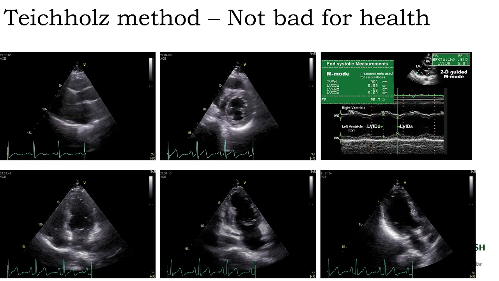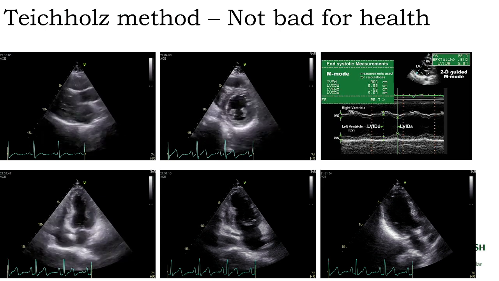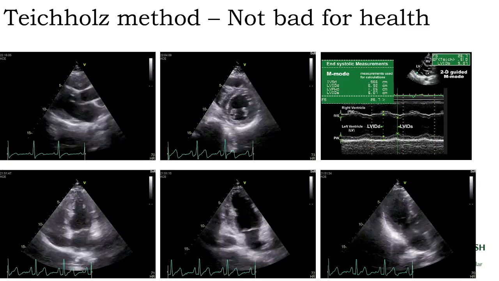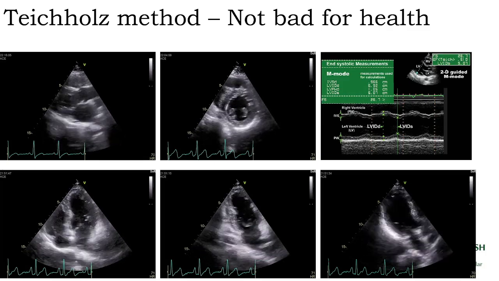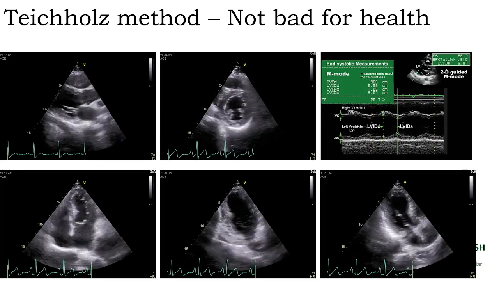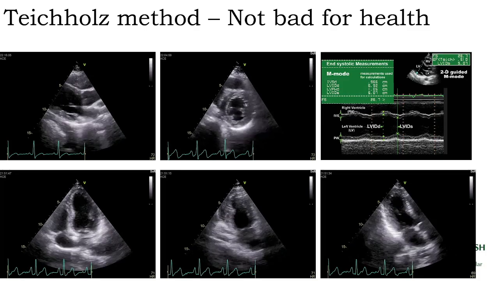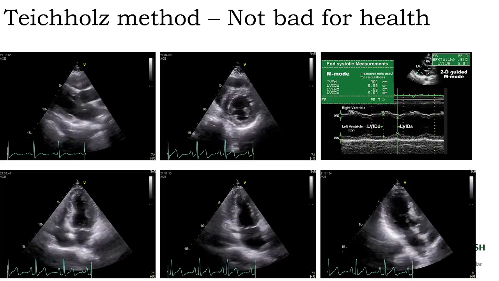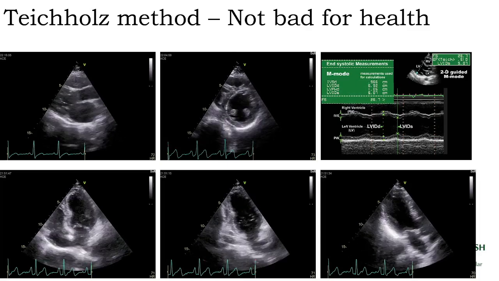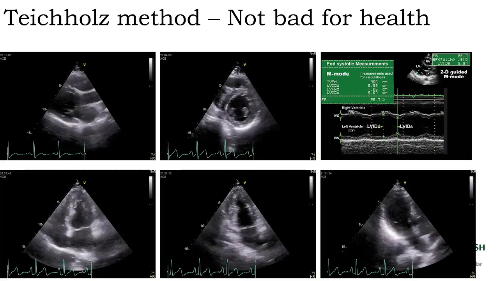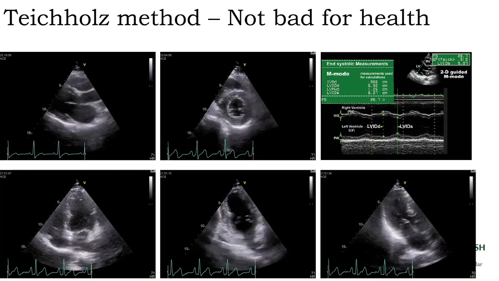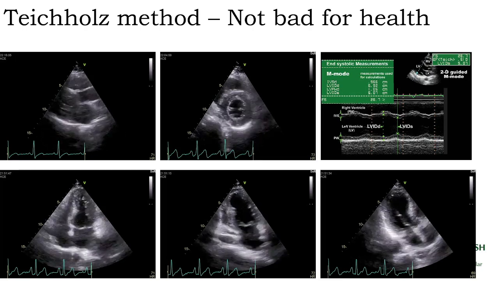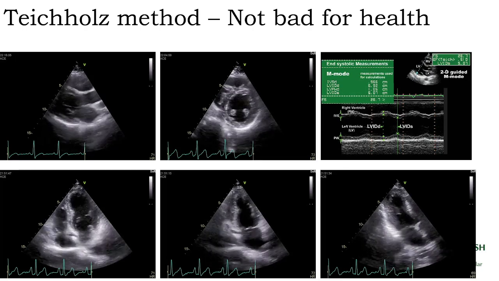This is the much neglected and virtually denied method nowadays, the Teichholz method, but unfortunately we are continuously doing this. This method is based on the assumption that the heart, especially the left ventricle, is a geometric structure. This is true in a healthy person, and if the heart is contracting symmetrically, this method is not bad.